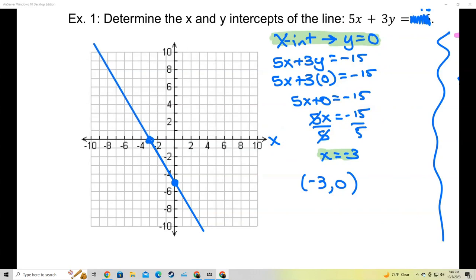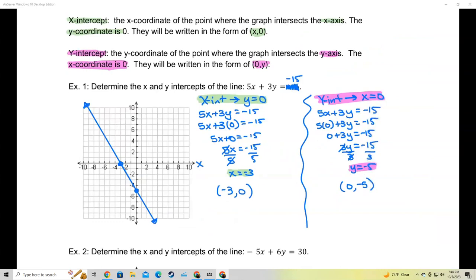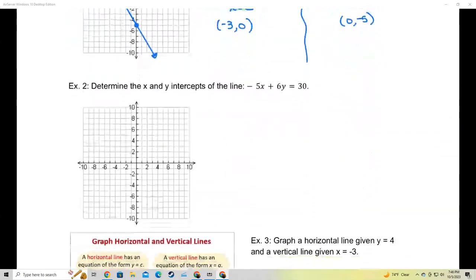Something like that. Oh, forgot the arrows at the end. Okay, so that's hopefully not too bad. Hopefully that made a lot of sense. Let's go ahead and keep going.